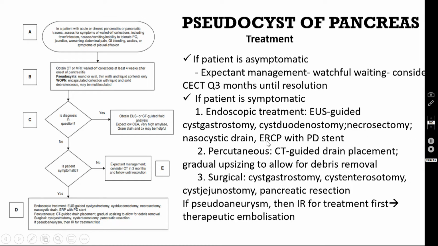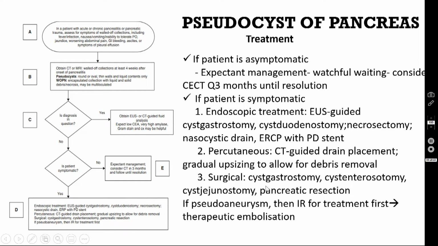If there is a lot of necrosis of the pancreas, you can also do necrosectomy. You can put a drain from the walled-off collection through the nose. This is called a nasocystic drain. You can also do an ERCP and put a pancreatic duct stent. Another treatment is, of course, the open surgical treatment. You have to open the abdomen, that is laparotomy, then open the anterior wall of the stomach, and then connect the cyst with the posterior wall of the stomach.